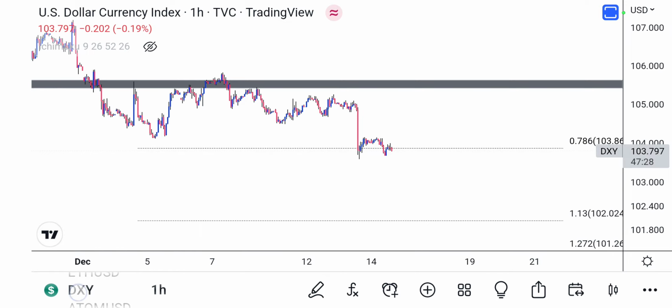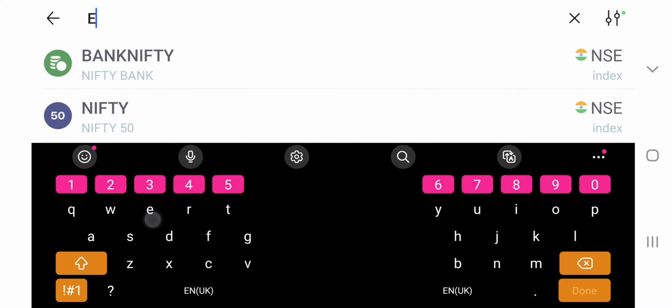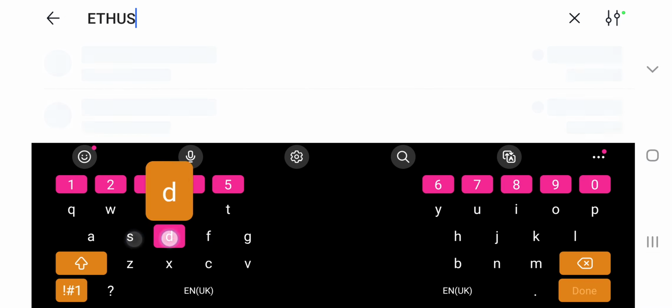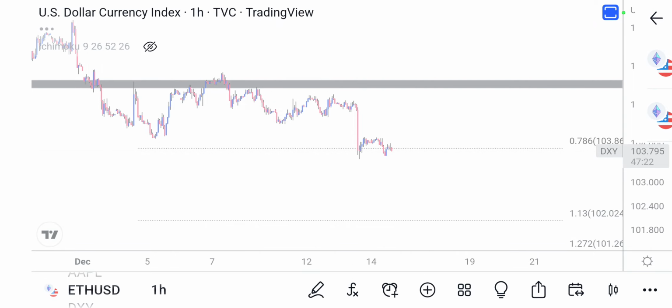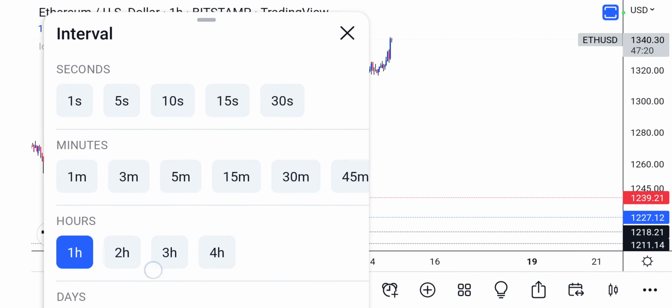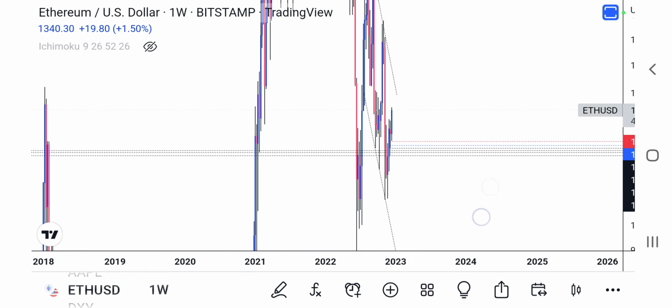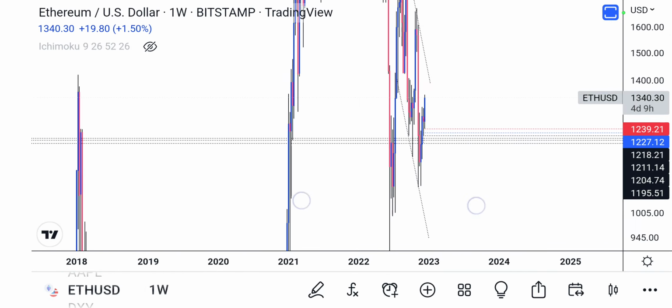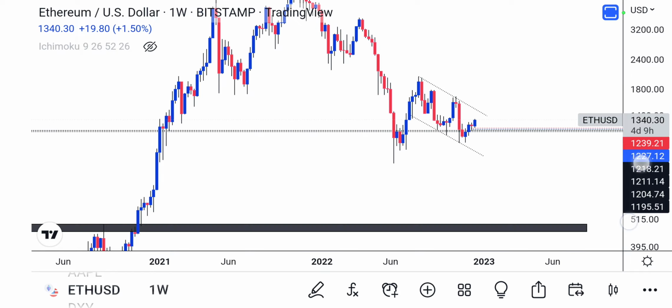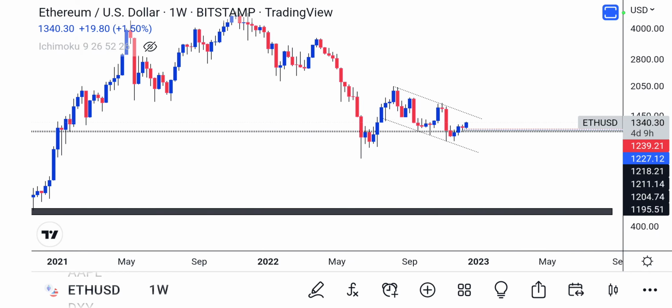Okay, let's check ETH very fast. ETH is building something too as well, which I wanted to share with you guys. Let's start from the weekly time frame very fast. Let's see. Okay, so two different things here building up.